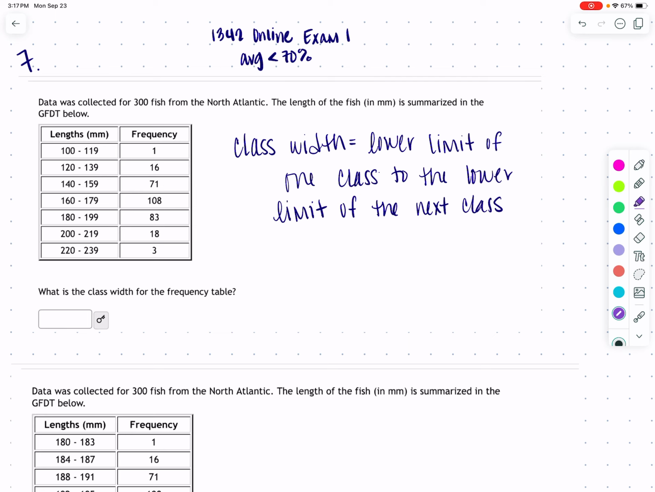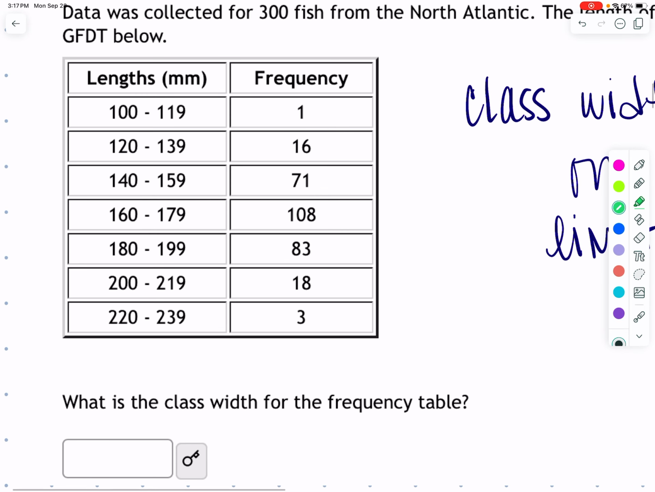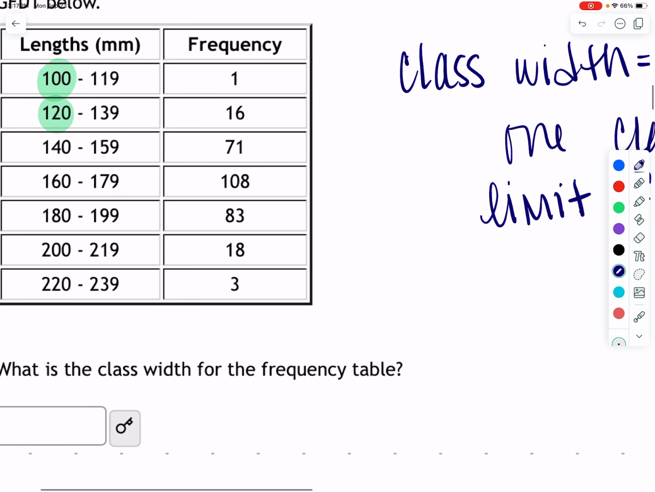So I'm going to come over here to my table. I like the green one. I'm going to use the lower limit for the first class. I'm going to look at the lower limit for the second class, and I'm going to subtract. So 120 minus 100 gives me 20, and 20 is the class width.